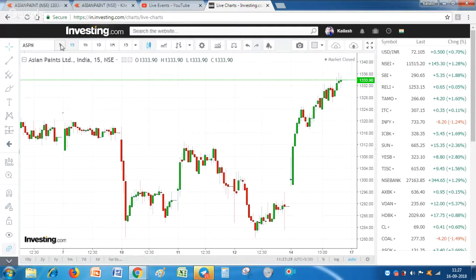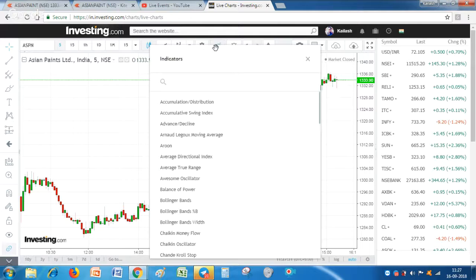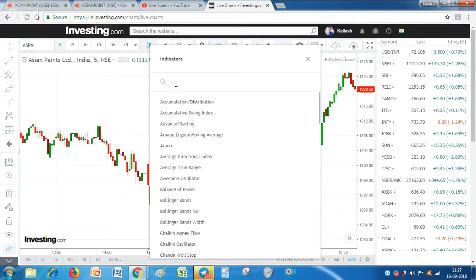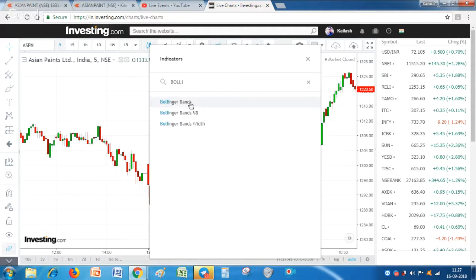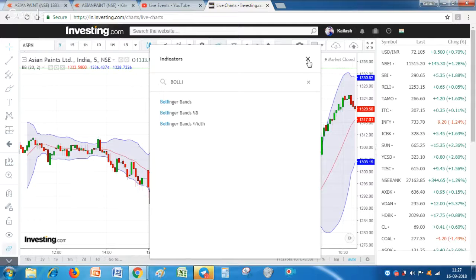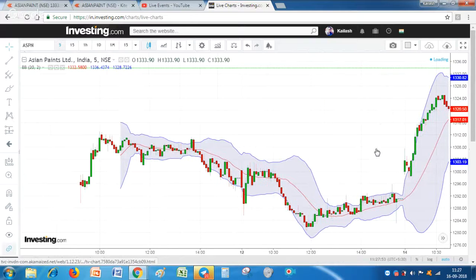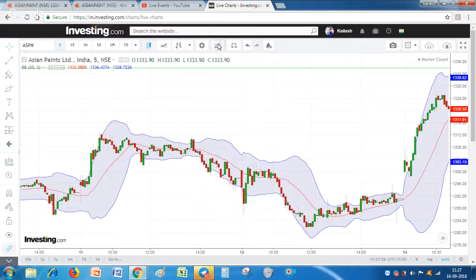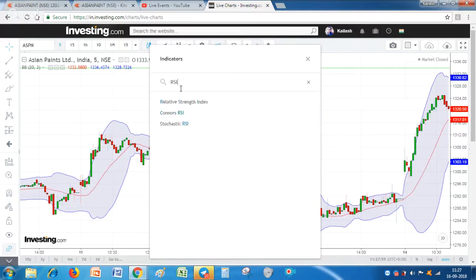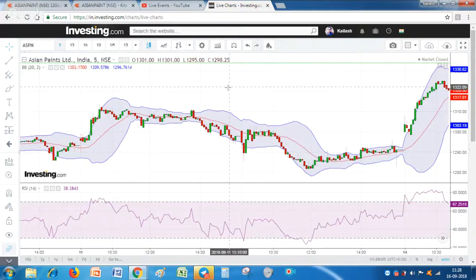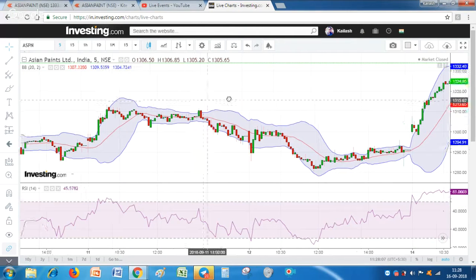I will again go to the 5 minute time frame. Friends, you can see the sign of the indicator here after settings. From this we can take the Bollinger Bands indicator. So I have explained all its setup. Let me also add RSI, or anything you're comfortable with, for getting some confirmation.